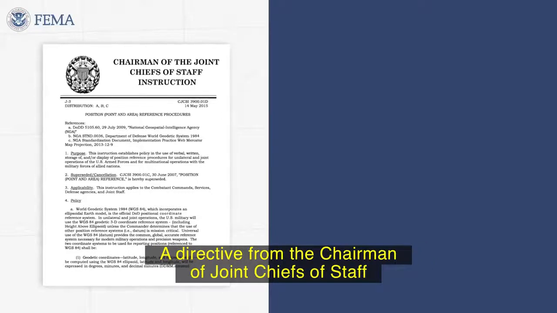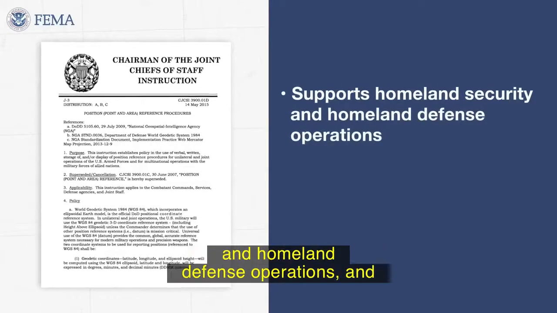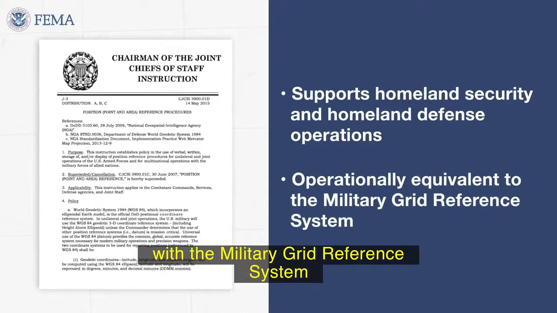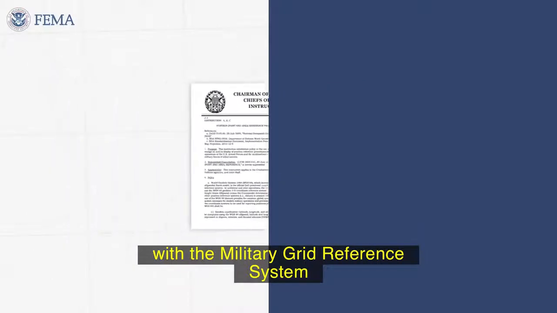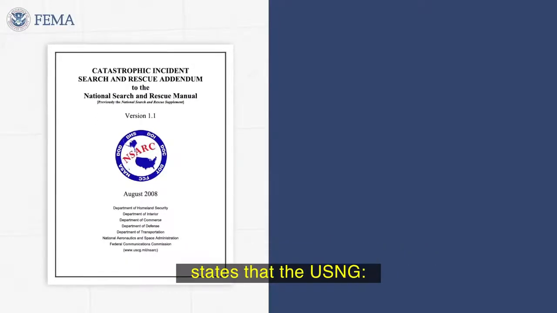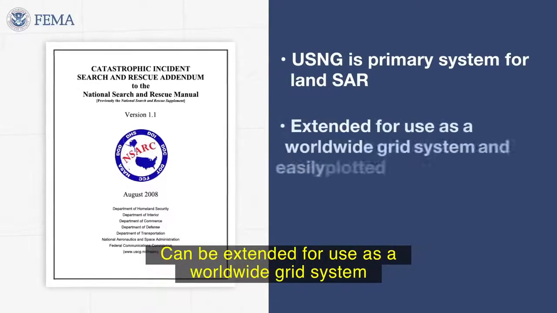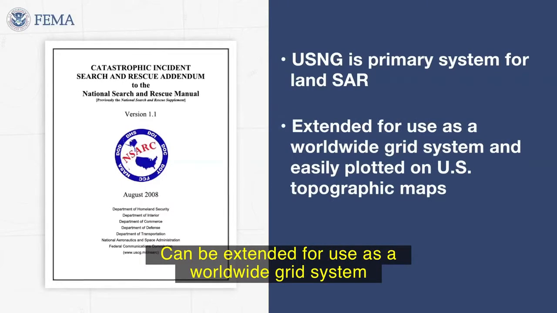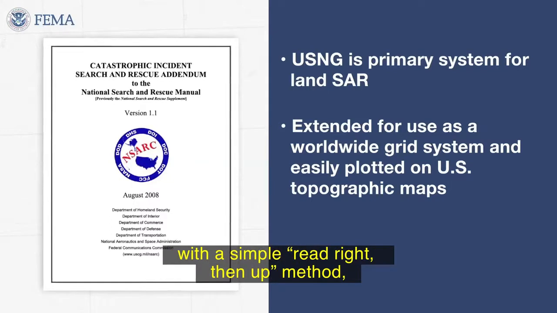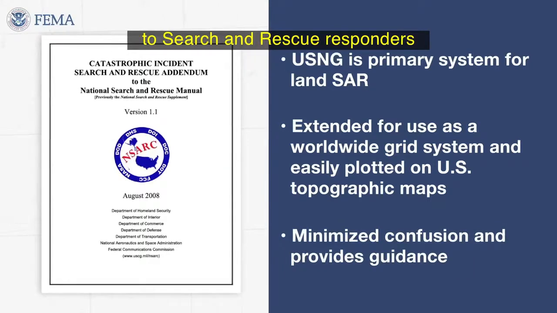A directive from the Chairman of the Joint Chiefs of Staff noted that the USNG will be used to support Homeland Security and Homeland Defense operations, and is operationally equivalent and interoperable with the Military Grid Reference System. The Catastrophic Incident Search and Rescue Addendum to the National Search and Rescue Plan states that the USNG is the primary system for land SAR responders, can be extended for use as a worldwide grid system, and can be easily plotted on U.S. topographic maps with a simple read-right, then-up method, and it minimizes confusion and provides guidance to search and rescue responders.